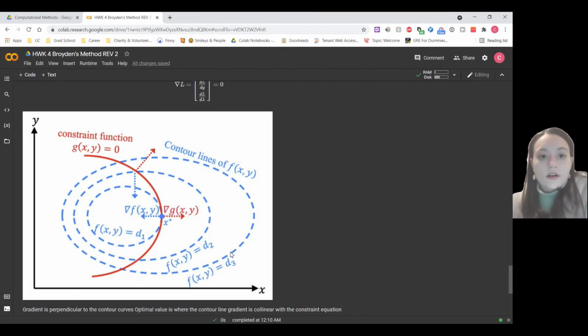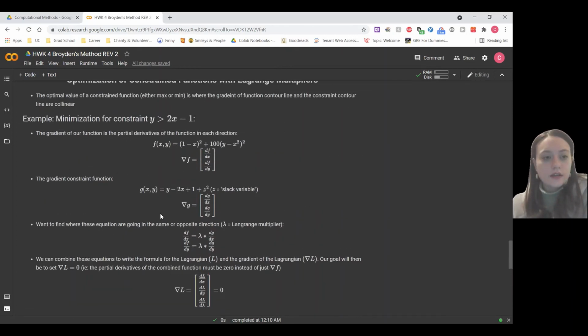So if we have optimization without any constraints, we would just be looking at these contour lines of f of x, y. However, if we're trying to do constrained optimization, then we'll also have this constraint function. So in this case, we're looking at g of x, y. And so in this graph, the optimal value of our f of x, y will be where the gradients of the contour line of f of x, y and the gradient of the constraint function are collinear.